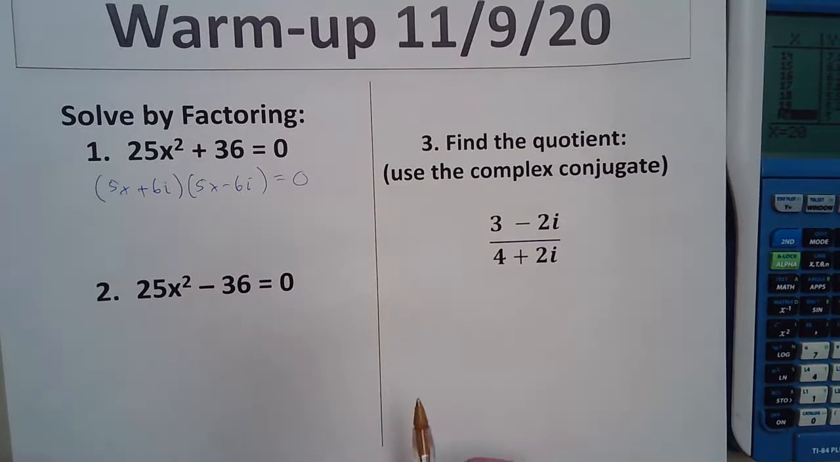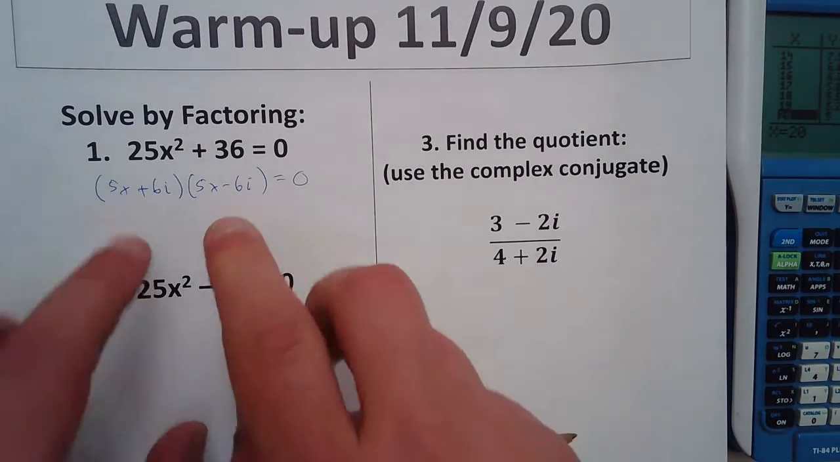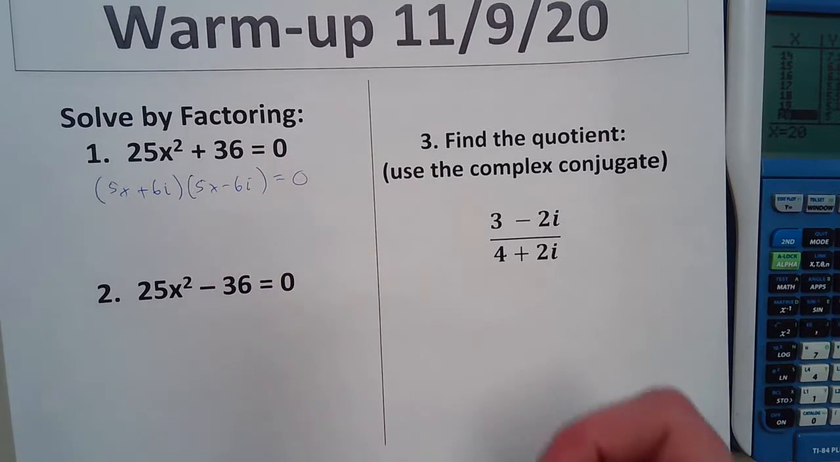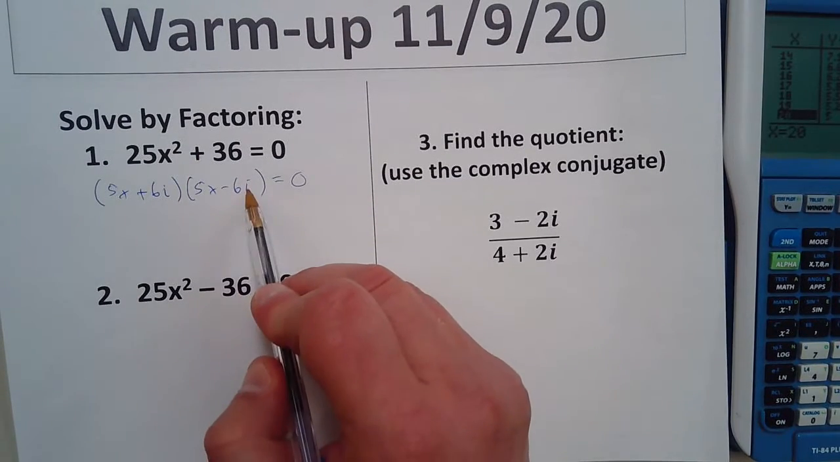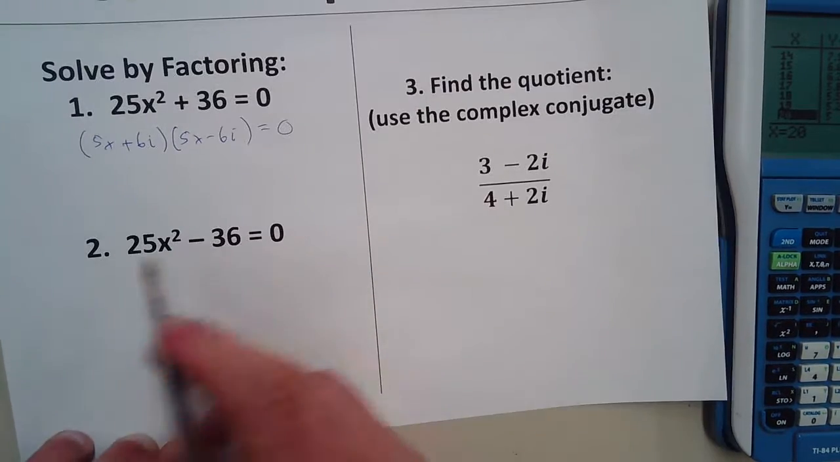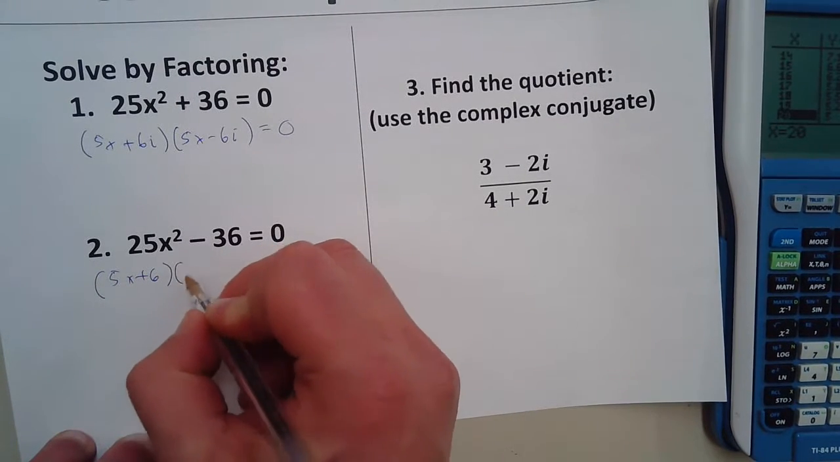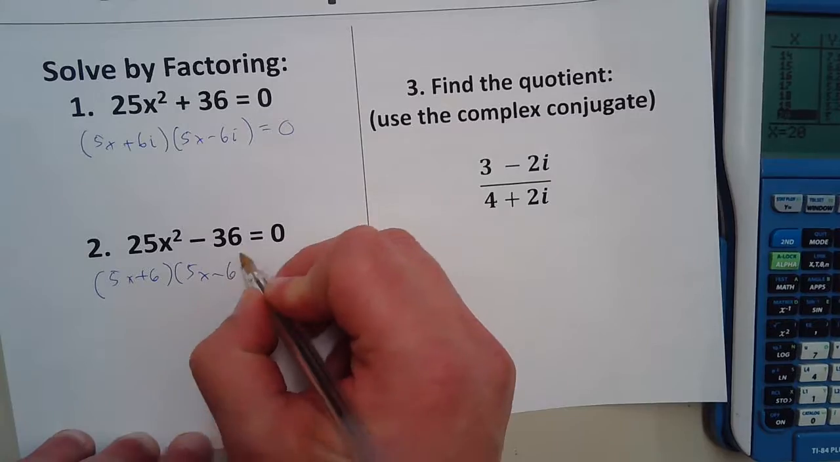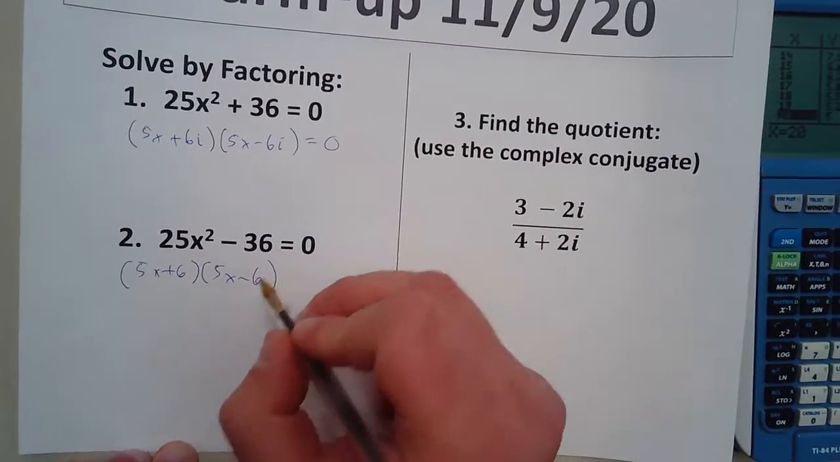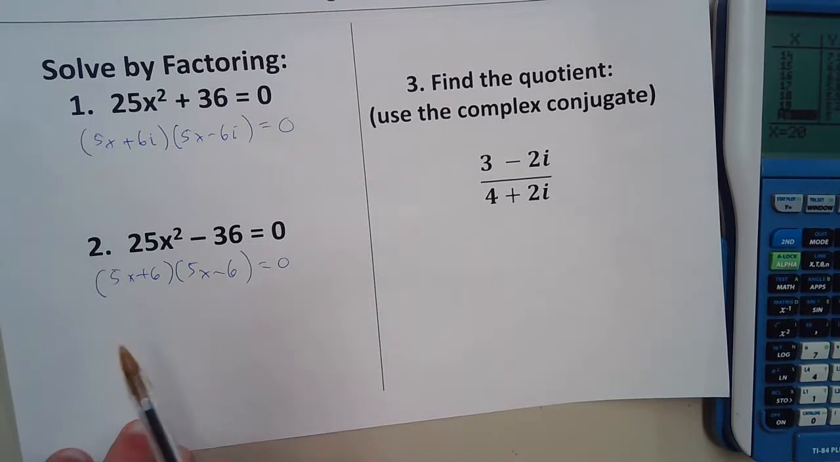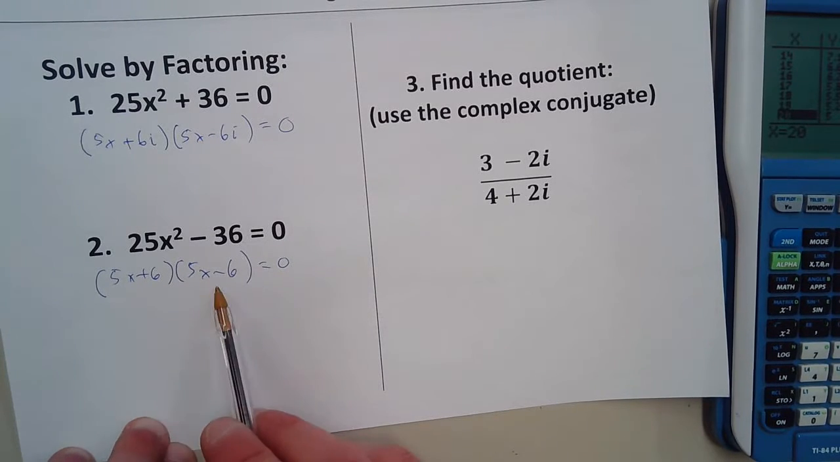Anytime you have one of these sum or difference of squares problems, you're going to have matching factors where one's positive, one's negative. And if it's a plus, they have to be imaginary. So let's go ahead and factor this one, then we'll talk about the solutions. This one is going to be just 5x plus 6 and 5x minus 6. Extremely similar problems, but also very different because this one's going to have real solutions, whereas this one's going to have imaginary solutions.